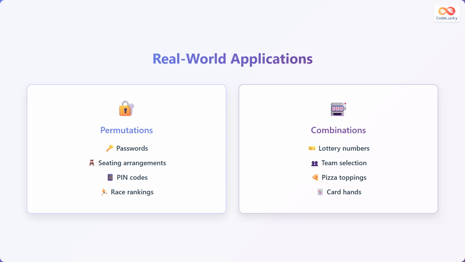Finally, let's explore some real-world applications of permutations and combinations. Permutations are used in passwords, seating arrangements, PIN codes, and race rankings. Combinations are used in lottery numbers, team selection, pizza toppings, and card hands. Understanding these concepts can help in various fields, from computer science to everyday decision-making.